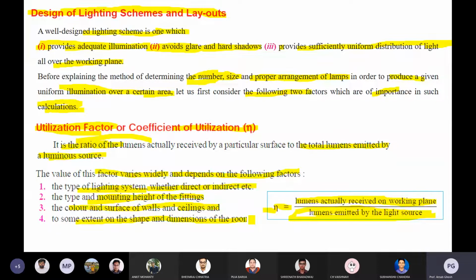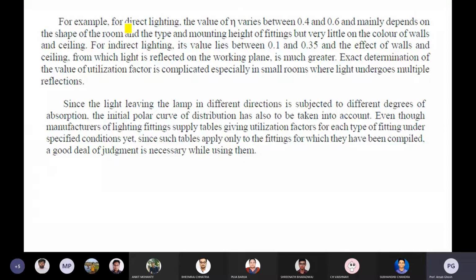For example, for direct lighting, the value of n varies between 0.4 to 0.6 and mainly depends on the shape of the room, the type and mounting height of the fittings, and very little on the color of the wall and the ceiling. So all those things are very important.